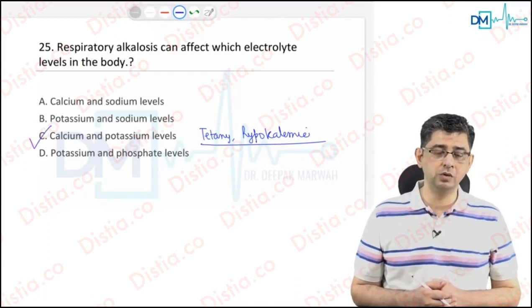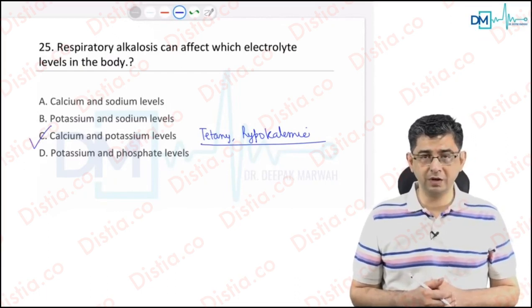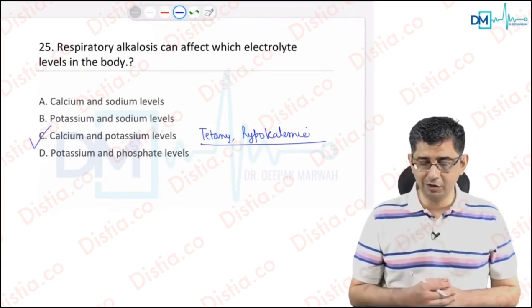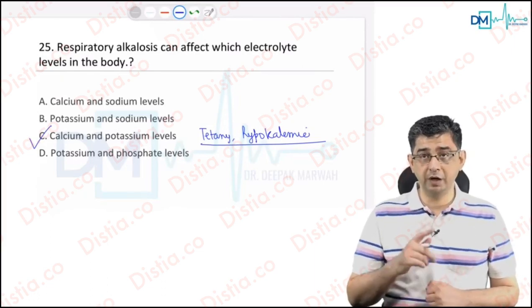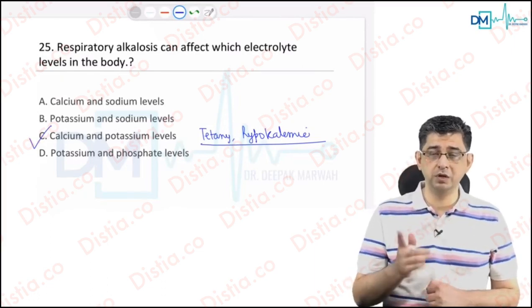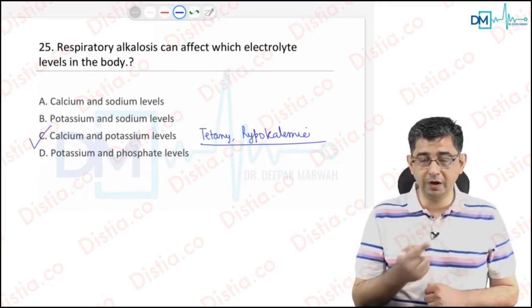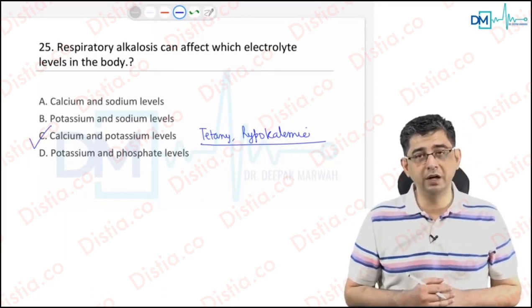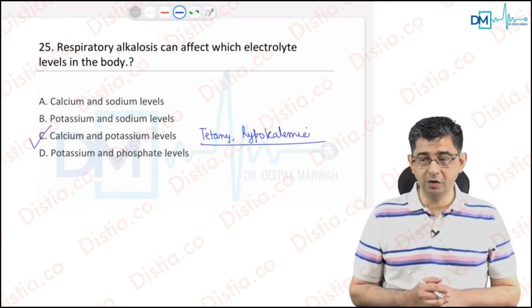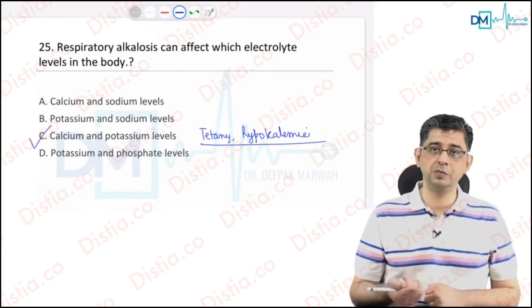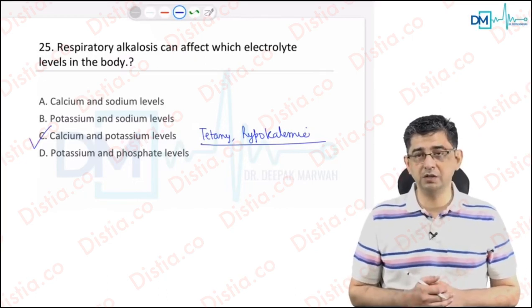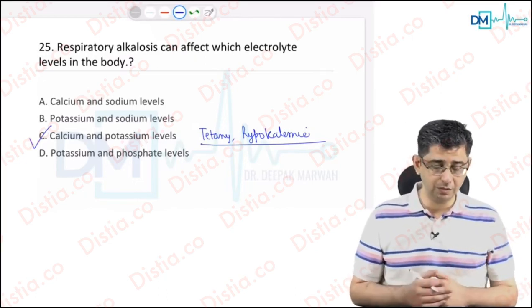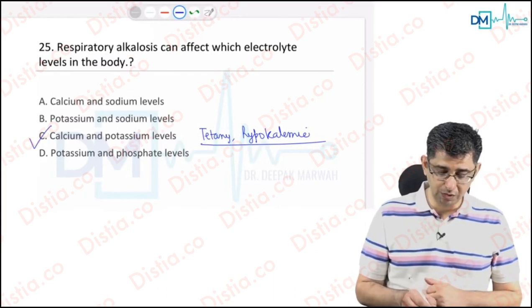I looked up Ganong for that also. It does not give any clear description of what the steps are that would contribute to manifestations. For metabolic alkalosis, it is very clear. You can listen to metabolic alkalosis leading to tetany in the section of the kidney where I've spoken about it, but he does not mention why tetany develops in respiratory alkalosis, except for what I just told you, that the protein binding will enhance with albumin and therefore ionized calcium will become lesser. The answer to this is C.